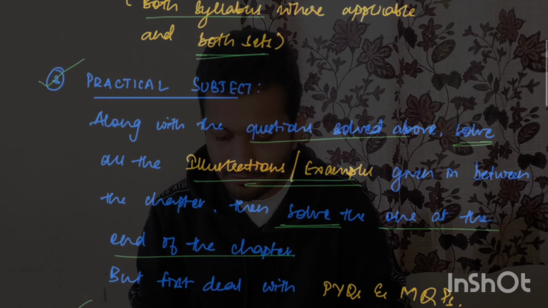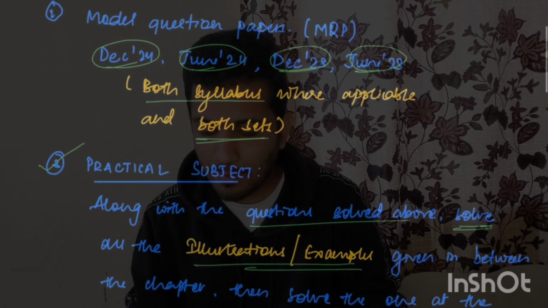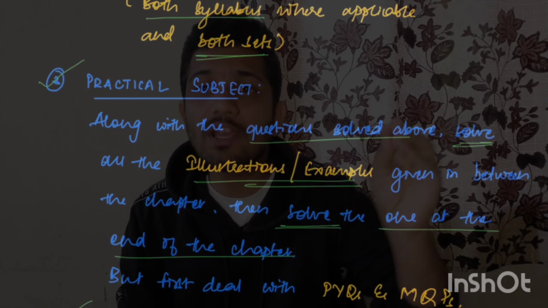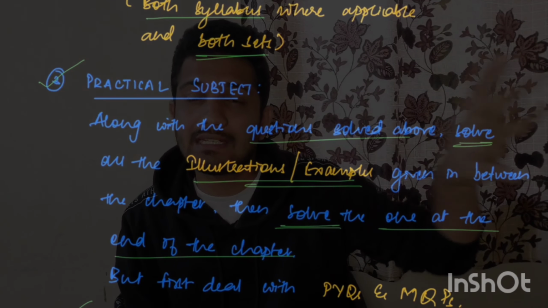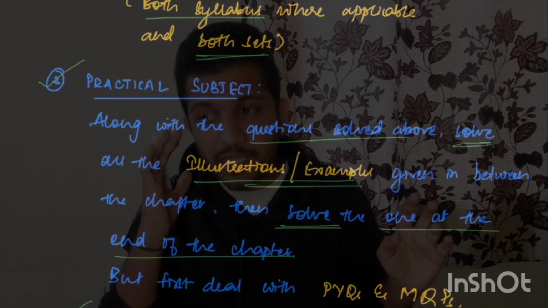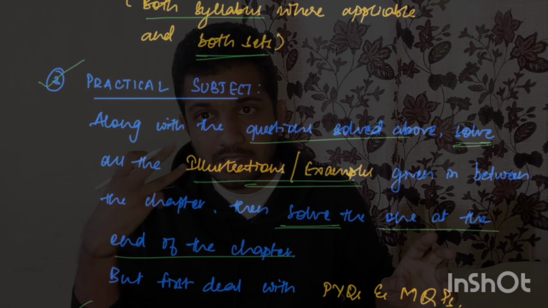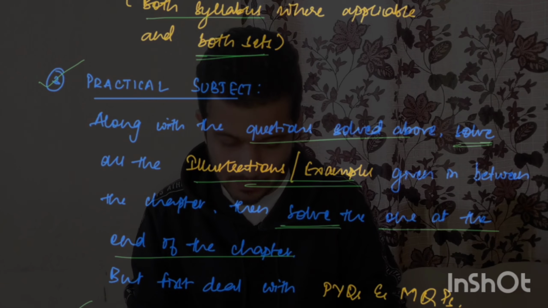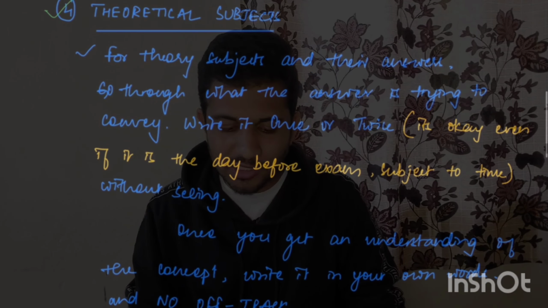But first you have to deal with previous year questions and the model question papers. Why? Because this is like a mood setter. These are the sorts of questions that are expected in the examination. Accordingly, your mind will be set to identify those sorts of questions while you are solving the questions in your books as well. Next, how to go with the theoretical subjects.